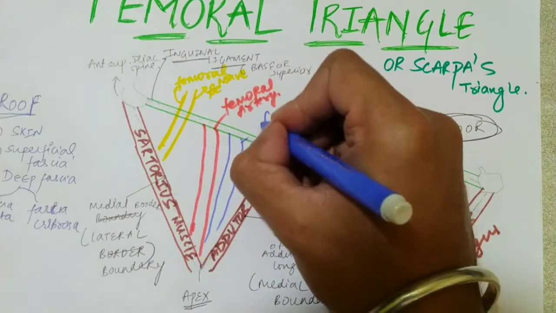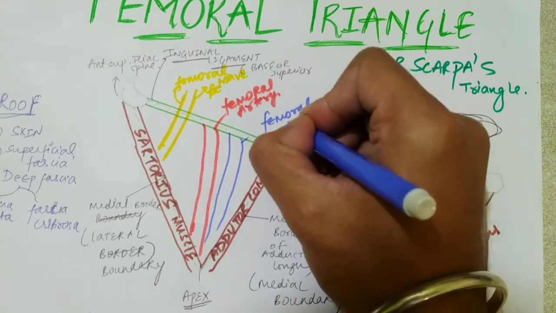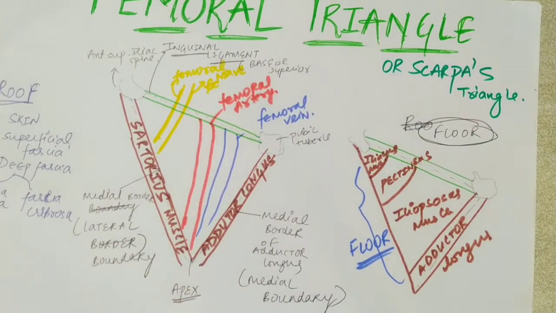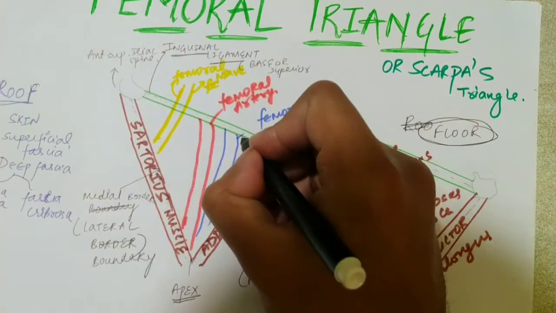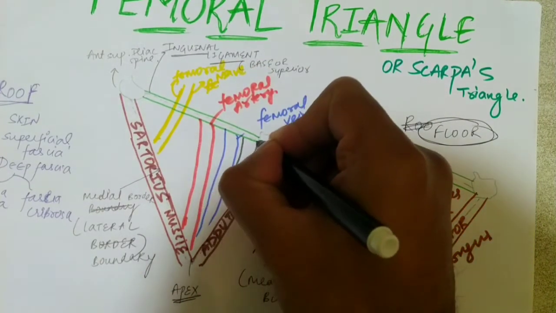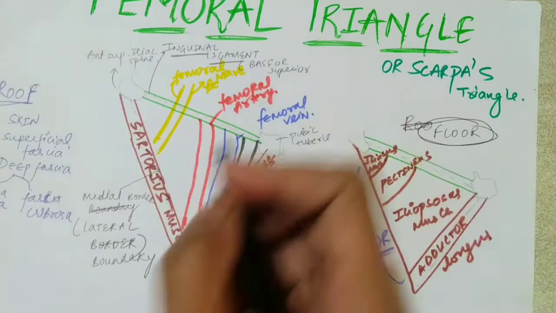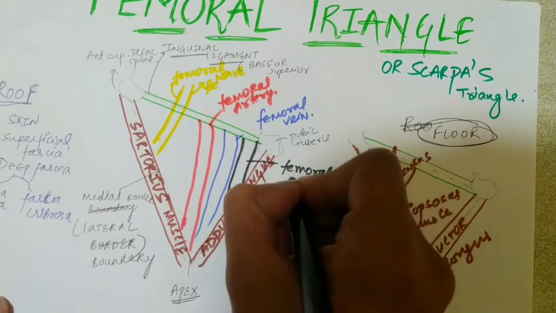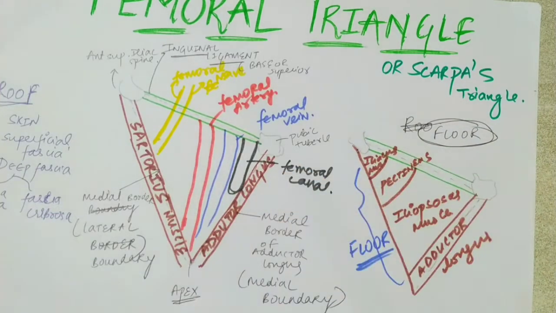So this one will be your femoral vein, and just medial to that will be your femoral canal. I will just draw it like this here. So here will be your femoral canal. Now these are the four main contents of this femoral triangle.